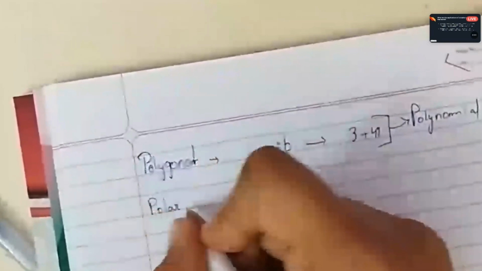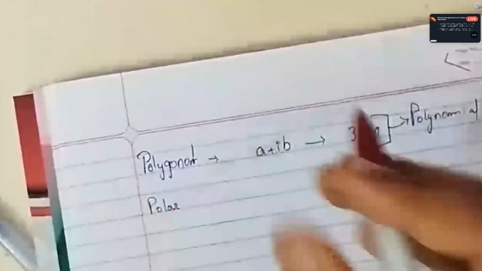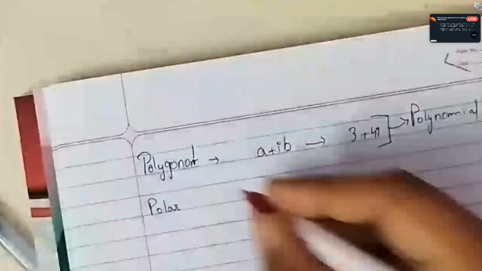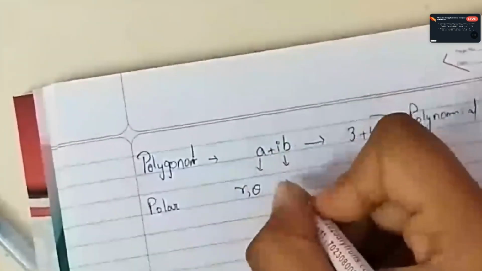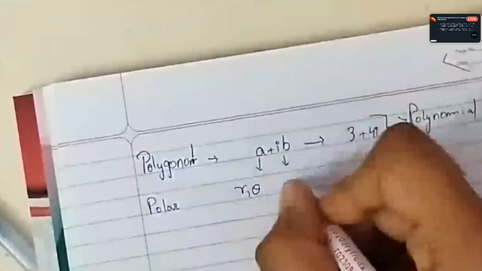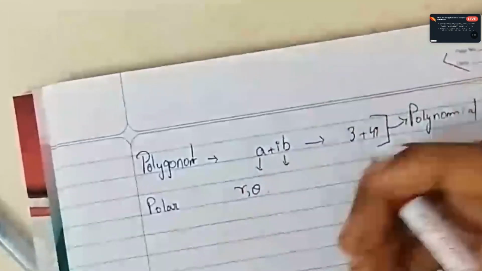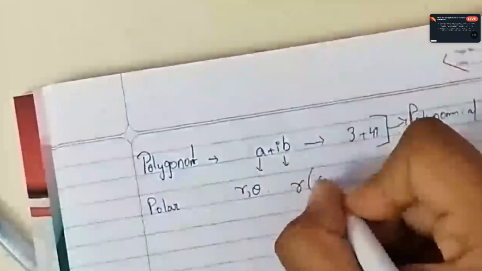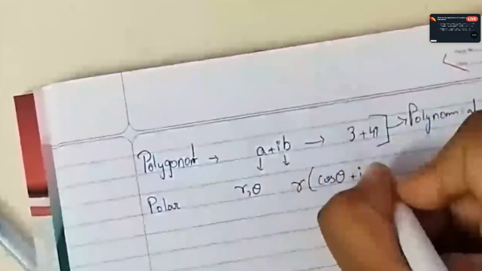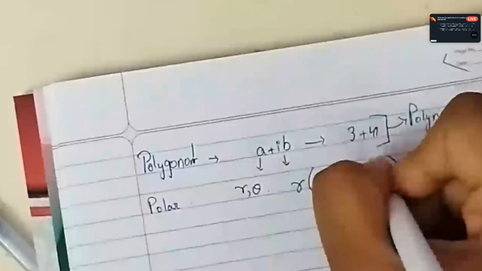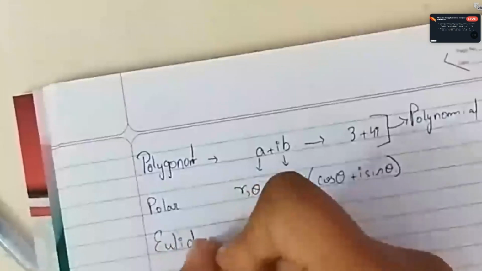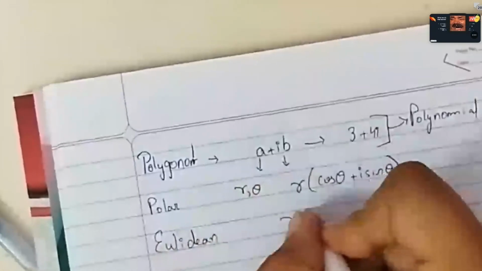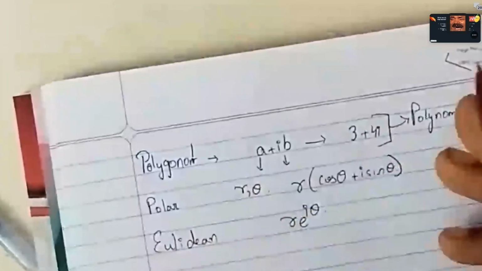There is also the polar form of the complex number, where the variables a and b get converted into r and theta. The polar form basically converts it into a trigonometric function. It is r cos theta plus iota sin theta. This is the polar form of the same number. Then there is the Euler form of the number, that is r times e raised to i theta.